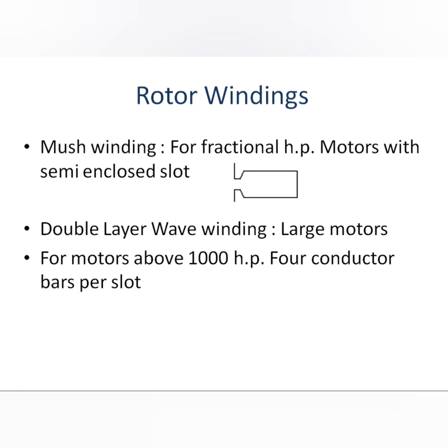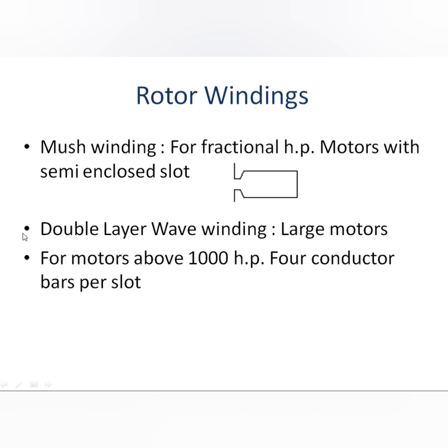Then there is a specific point, as has been told, that the rotor winding is nothing but a three-phase winding similar to the stator. So we can use all the windings which we use in the stator, but generally the rotor winding for mush winding is used for fractional horsepower motors or very small motors where the slots are semi-enclosed. So what we do is we do the winding outside and then place those windings into the slots. So basically semi-enclosed type of slots are used. For large motors, double layer wave winding is used.